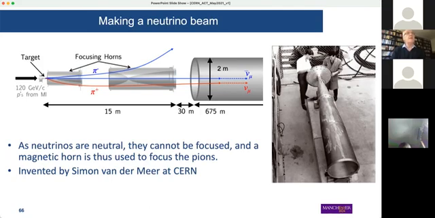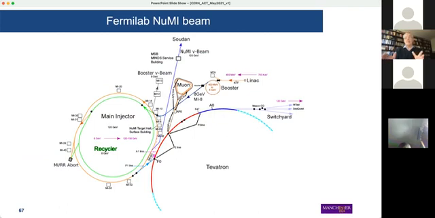Now, one of the problems is to focus this neutrino beam, and one of the relevant and important contributions from CERN was the invention of these magnetic horns by Simon van der Meer, which are basically tools to focus the charged pions in such a way that you can get a neutrino beam that is in some way focused.